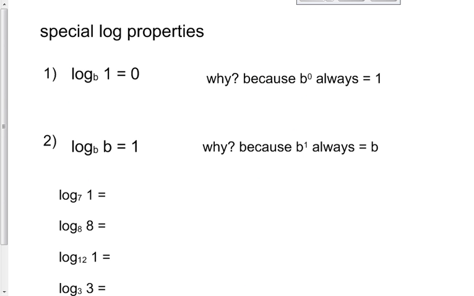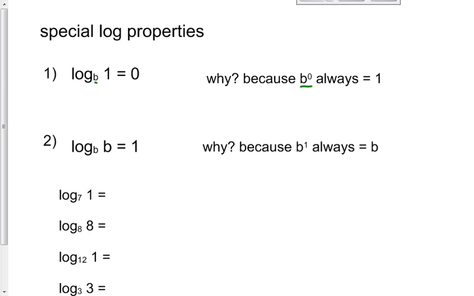Can't stand it. Special log properties. We're going to end up with about 9 of these properties eventually, so you definitely want to make special note of these properties. First one, log base b of 1 equals 0. How come? Because if we were to change this into exponent form, b raised to the 0, anything raised to the 0 is always equal to 1.